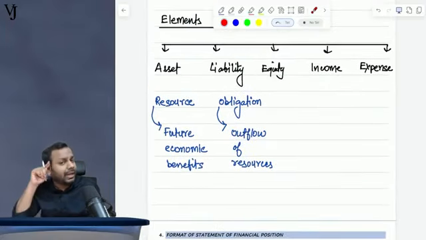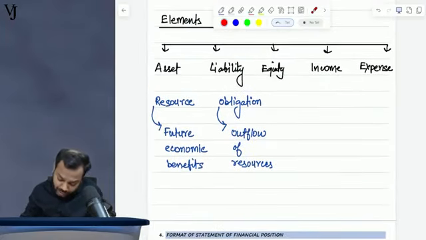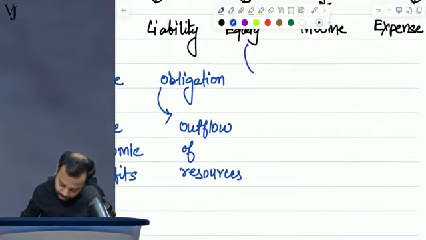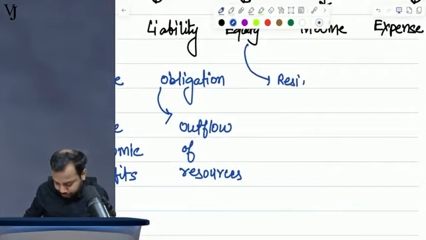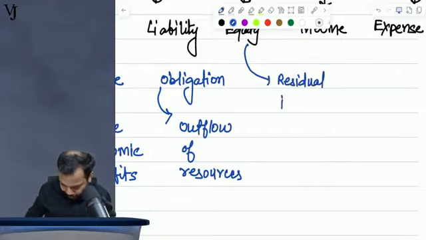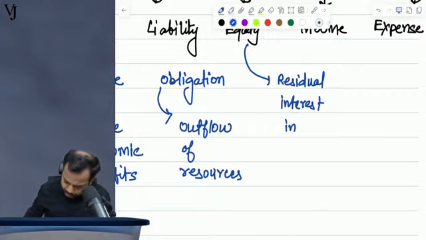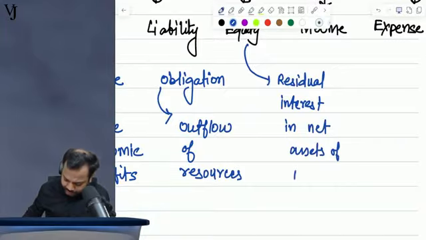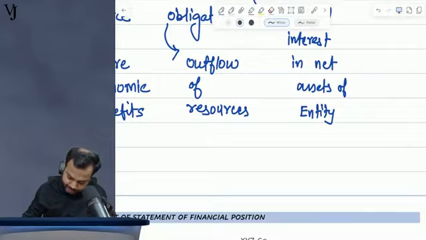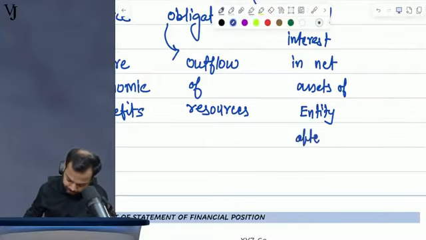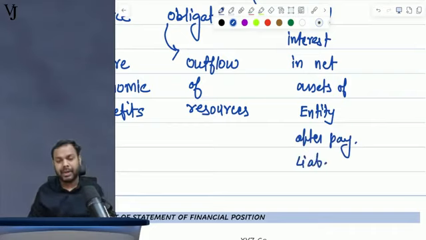Now, what is equity? So equity is the residual interest in net assets of the entity after paying liabilities. Let me explain this with the help of an example.